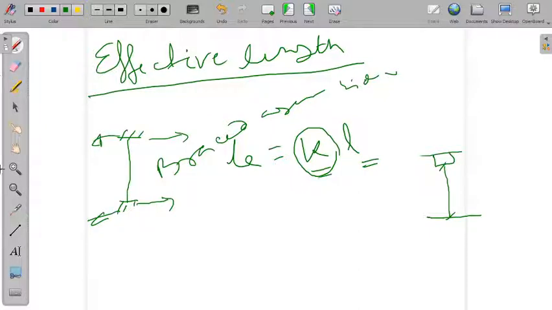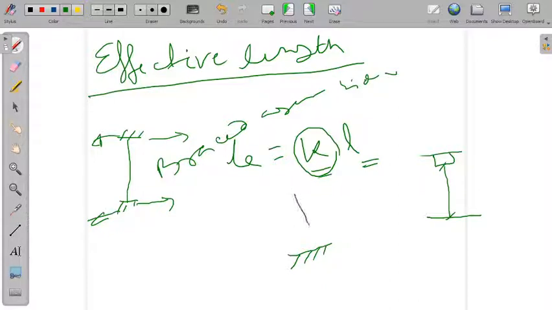Both ends fixed rotationally, or both ends fixed and the other partially fixed, something like this type of system.